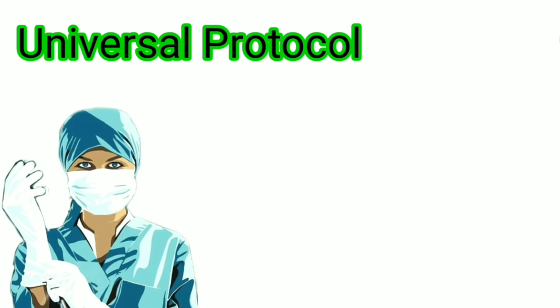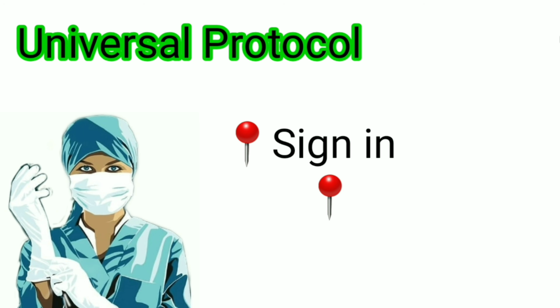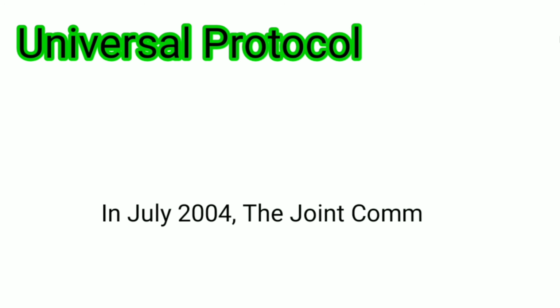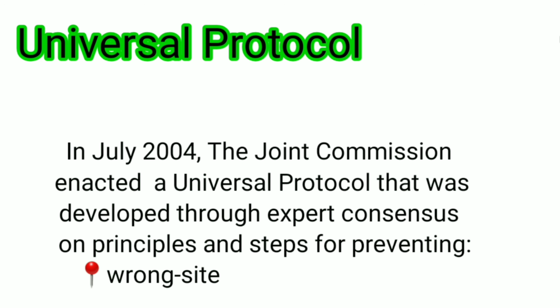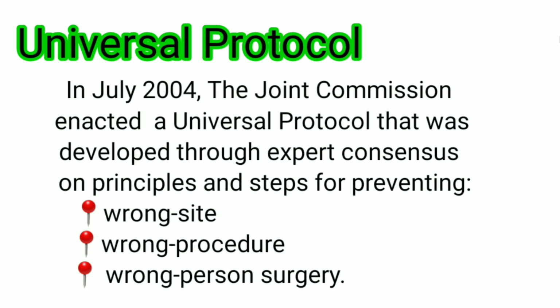So our topic for today is all about your universal protocol, which is being used in the operating room, the three-step process known as the sign-in, the time-out, and the sign-out process. Okay? So, in July 2004, the Joint Commission enacted a universal protocol that was developed through expert consensus on principles and steps for preventing the wrong site, the wrong procedure, and the wrong person surgery.